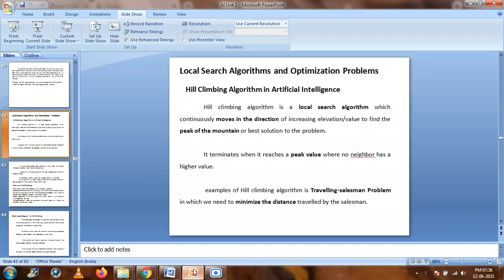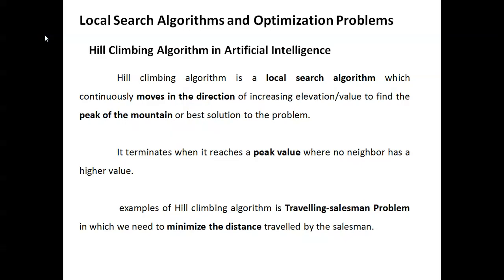Okay, so unit 2, local search algorithm, optimization problem. Another name for that is the hill climbing algorithm in artificial intelligence. The hill climbing algorithm is a local search algorithm which continuously moves in the direction of increasing elevation and value to find the peak of the mountain.